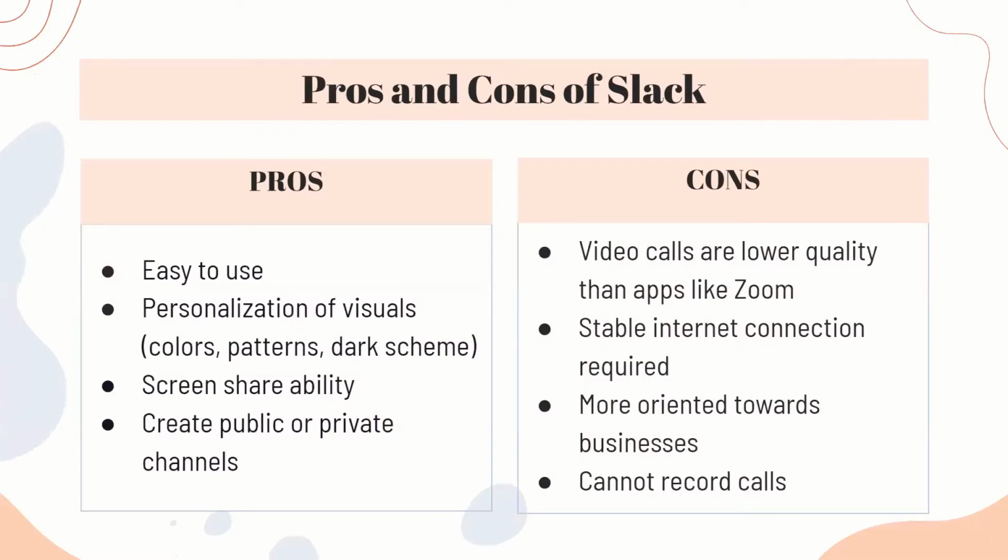So moving on, we'll be covering the pros and cons of Slack. Some pros of using Slack include that it's easy to use. There's a lot of personalization of visuals, which means you could change a lot of colors, patterns, or even have a dark scheme, also known as dark mode. There's also the ability to screen share, which is similar to Zoom. You can also create public or private channels.